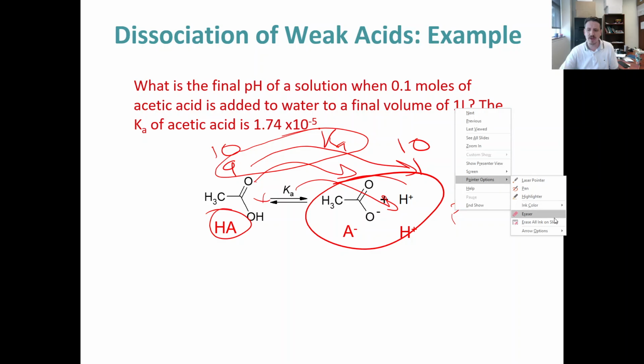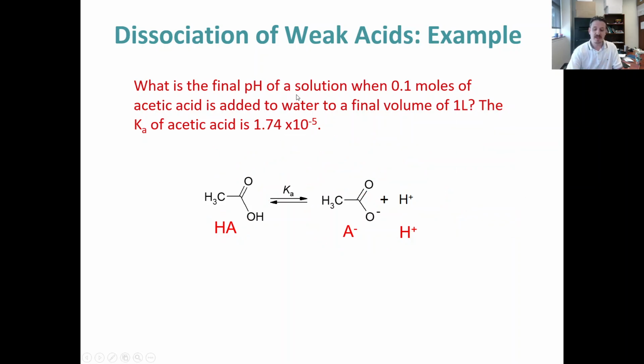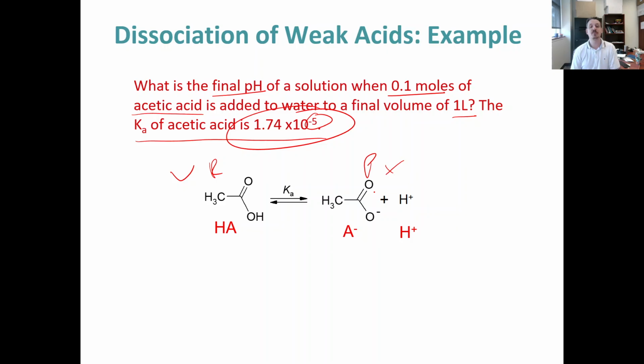So if we now go back, let's start with this question. What is the final pH of a solution when 0.1 moles of acetic acid, that's a weak acid, is added to a final volume of 1 litre? The Ka is 1.74 times 10 to the negative 5. So you know it's not a strong acid because this K value is to the negative 5, so that's smaller than 1, which says that it favours reactants over products. You're going to have some products, but not too much H+, so it's a weak acid.